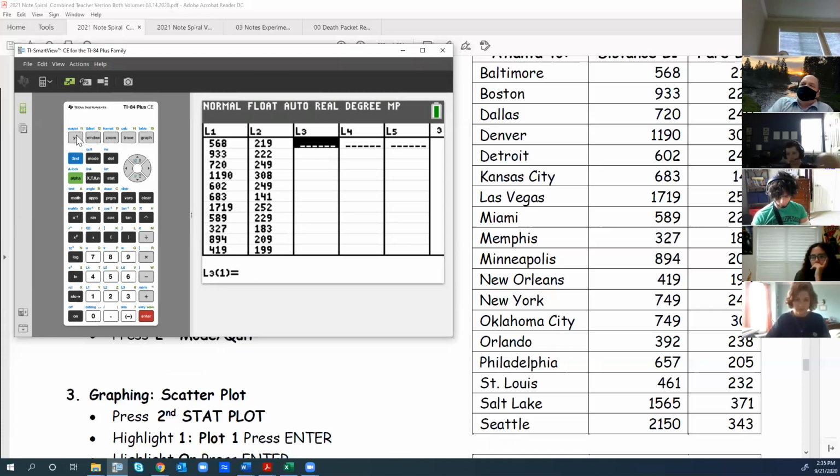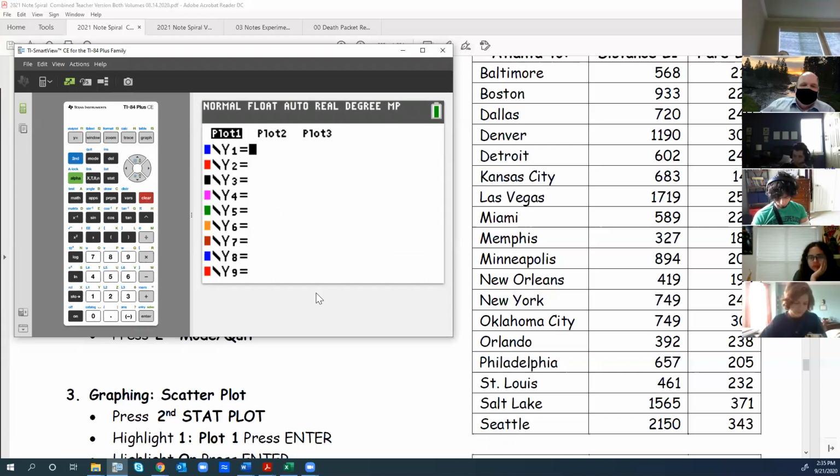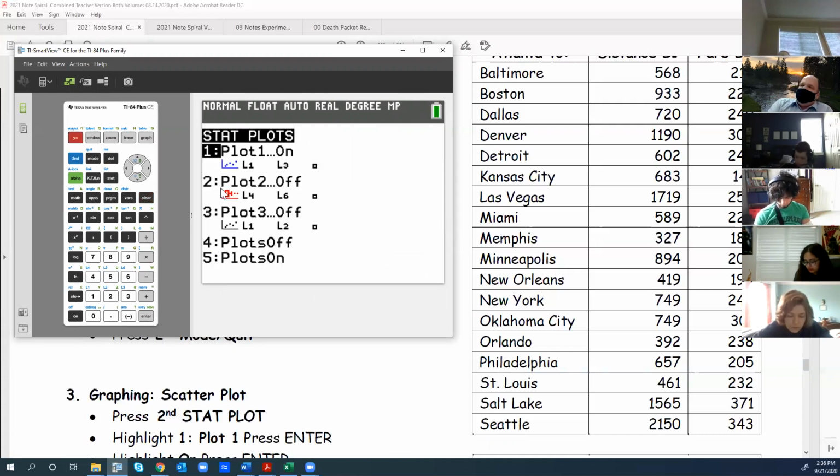Well, the first thing I want to do is go to Y equals, and whatever's in Y equals, clear it out, because it's likely to mess you up in the long run. So if you have anything anywhere in Y equals, please clear it out. Then go to second stat plot, and ideally everything is off. 2, 3, and 4 are off, and we're going to turn 1 on, stat plot 1 on, if it isn't already.